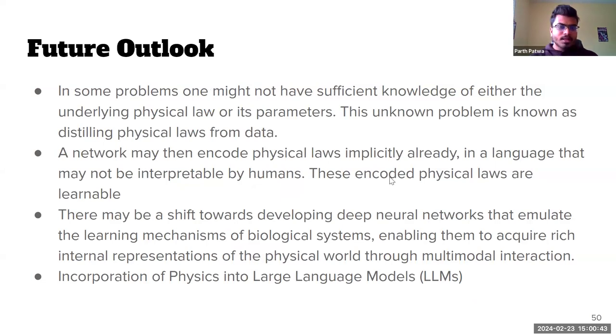And the future might be that we do not have sufficient knowledge of either physical laws or the parameters, so we need to find out physical laws from data. So the future could be to discover unknown physics laws purely from the data. Another future could be a shift towards neural networks which emulate the learning mechanisms of biological systems, like bio-inspired neural networks. And finally, it would be interesting to see how physics is incorporated in modern large language models.